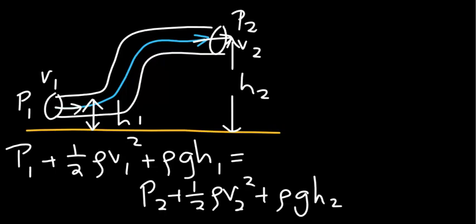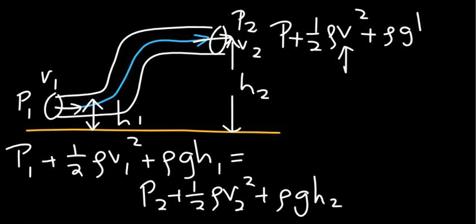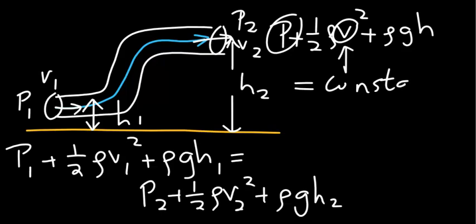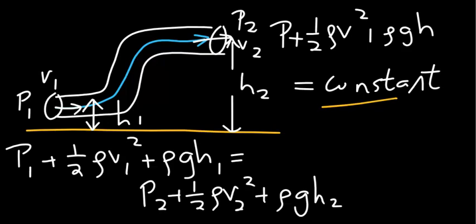Another way to put it is this: the pressure at any point, plus half rho v squared, where v is the speed of the fluid at that point, plus rho g h, where h is the vertical height at some arbitrary point where the speed is v and the pressure is p, is a constant. That is the essence of Bernoulli's theorem. Let's see how we can apply these results to problems.